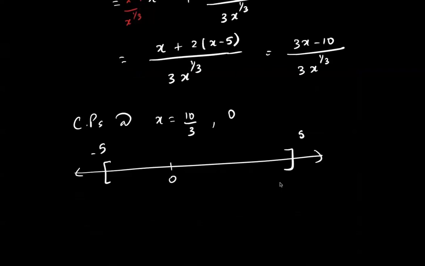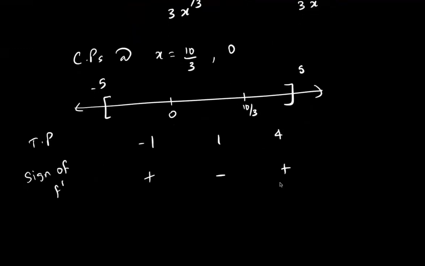So 0 is here, 10/3 is here. I take a test point: -1, let's say, 1, and 4 here. Then I do the sign of f prime. -1 will make my numerator negative, my denominator also negative. Negative over a negative is a positive. For 1, the numerator is negative, the denominator is positive, so negative. 4 will be positive, positive.